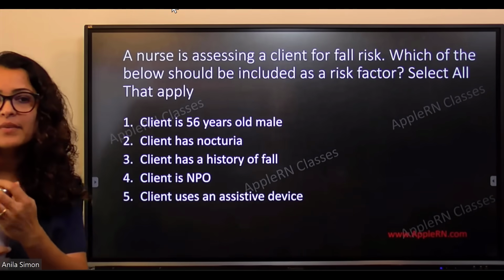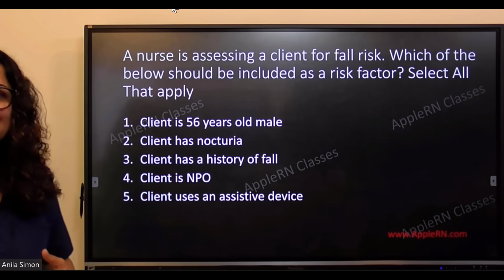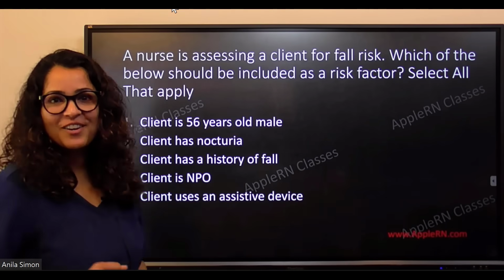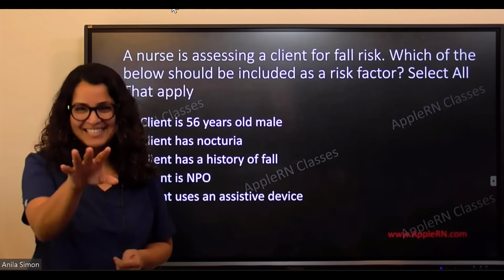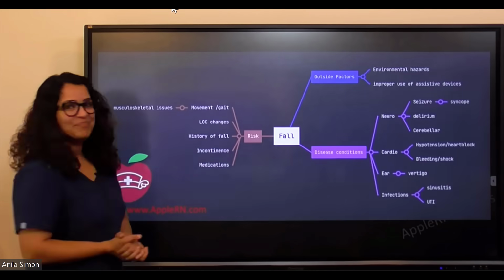All right. Good job. So, are you ready for another concept map? Okay, this is for the fall. So, let's do this.